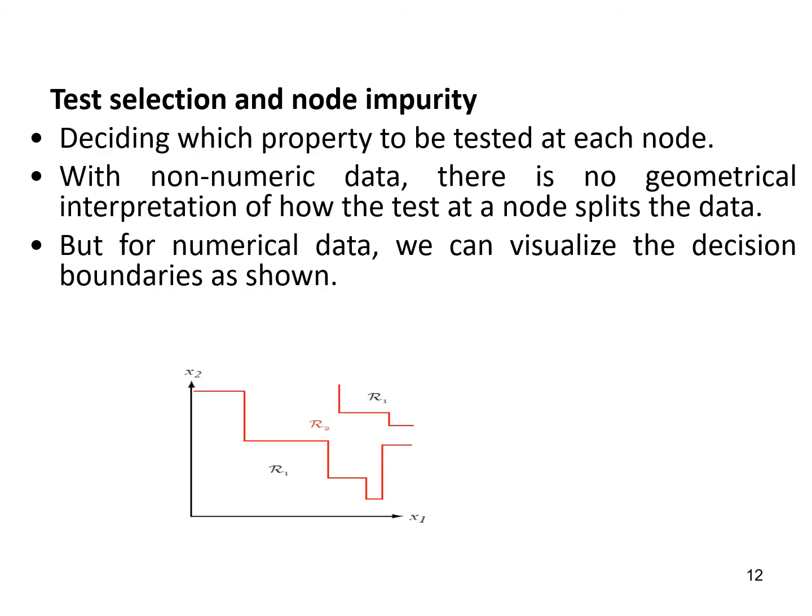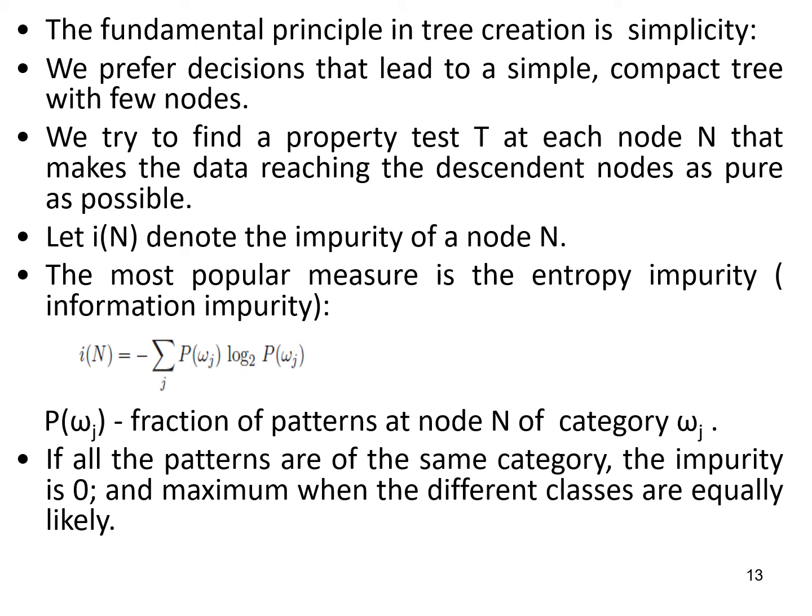Test selection and node impurity, that is, deciding which property to be tested at every node. With non-numeric data, there is no geometrical interpretation of how the test at a node splits the data. But for numerical data, we can visualize the decision boundaries as shown. The fundamental principle in tree creation is simplicity. We prefer decisions that lead to a simple compact tree with a few nodes.